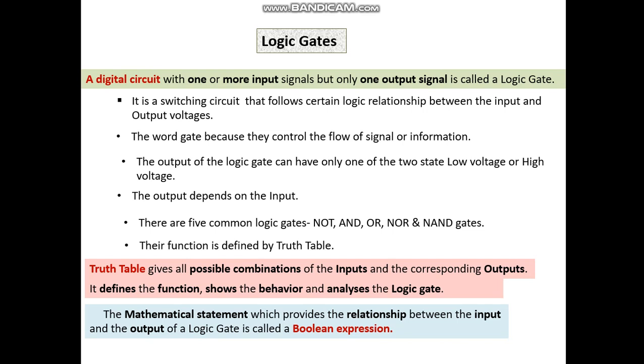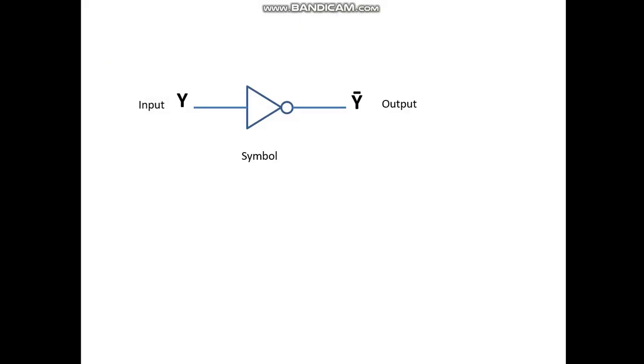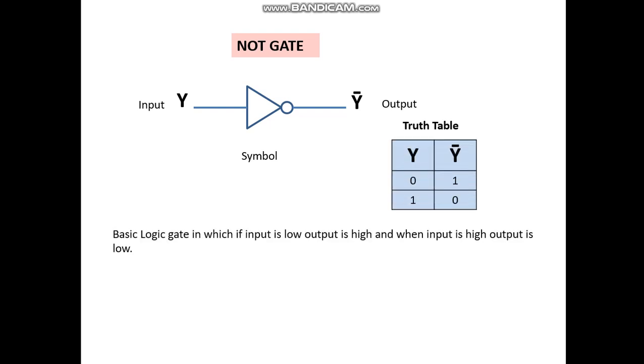The mathematical statement which provides the relationship between the input and the output of the logic gate is called a Boolean expression. This is the NOT gate. That's the truth table. It is a basic logic gate in which if input is low, output is high, and when input is high, output is low. Output is the negated version of the input, hence it is called an inverter.